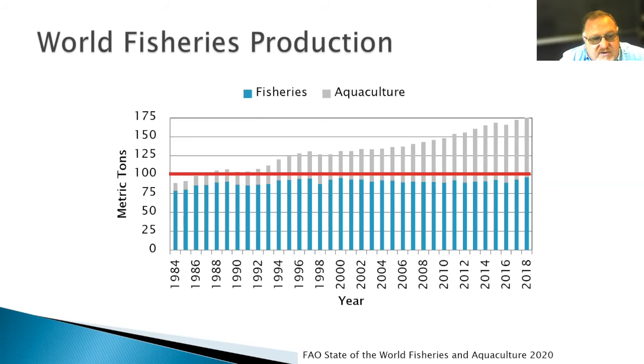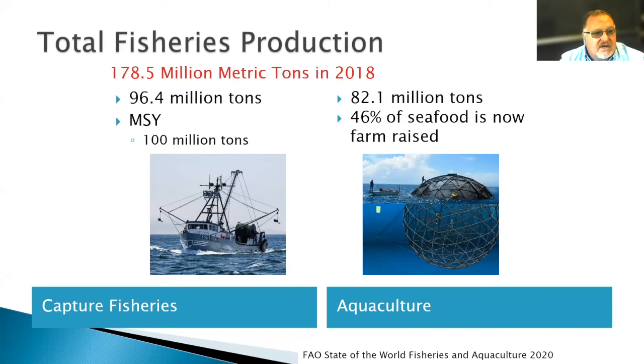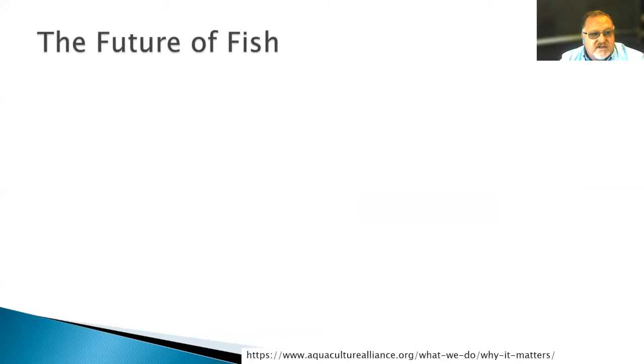And so there's a lot of speculation that the only way we're going to be able to continue to meet the demand for seafood products is through increased aquaculture production. And we're seeing that, as you can see here. I'm going to skip through some of this because I think it's a little redundant. So the future of fish, what does this look like?